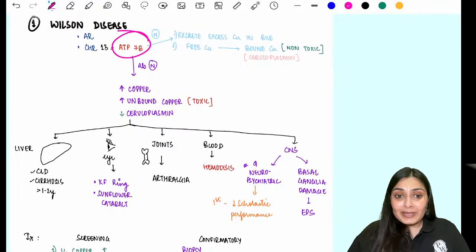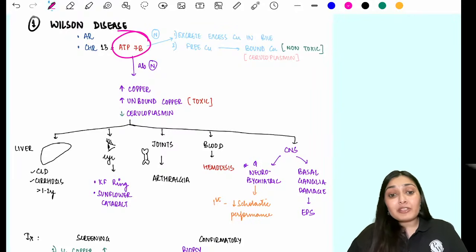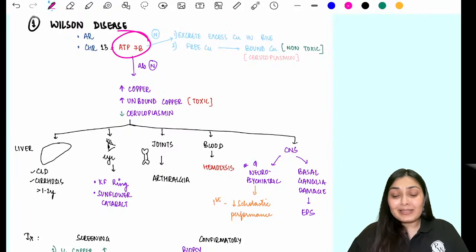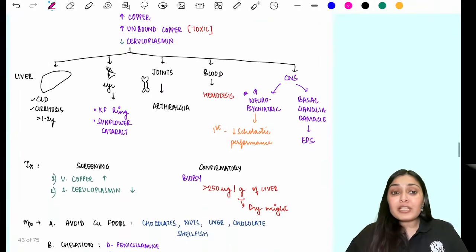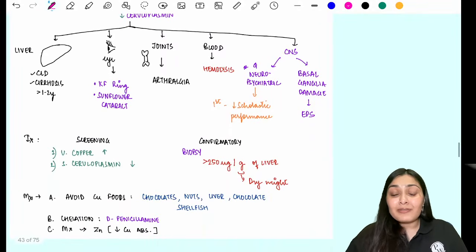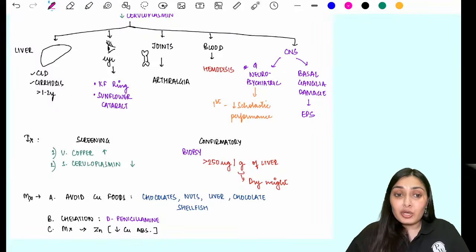It can affect my eyes, leading to sunflower cataract or typical Kaiser-Fleischer rings. It can affect my joints, leading to arthralgia, joint pain. It can cause hemolysis. It can affect your brain, basal ganglia damage, leading to extrapyramidal symptoms. Neuropsychiatric manifestations can also be there, and typical bat wing tremors. The investigations include important screening investigations where we check urinary copper and serum ceruloplasmin levels. Urinary copper would be high and ceruloplasmin levels would be low.